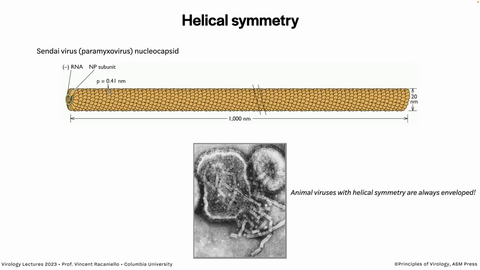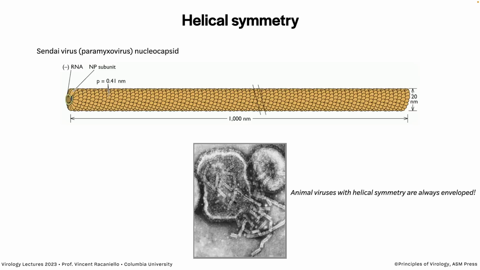There are also viruses that infect mammals with helical symmetry. Here is one. This is called Sendai virus. It is a paramyxovirus, the same family as, say, measles virus. It has a long nucleocapsid. Again, one protein, this is called the nucleocapsid protein, is binding to the RNA. In this case, it's negative strand RNA, and it coils around and around for the length of the RNA. This is longer than tobacco mosaic virus because the genome is longer.